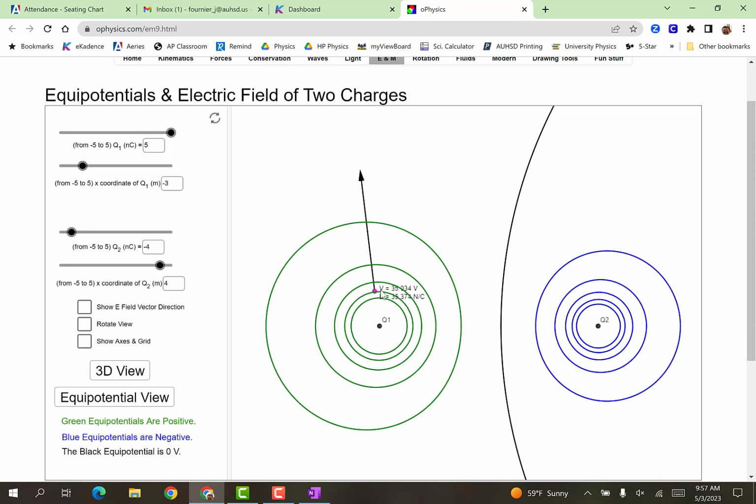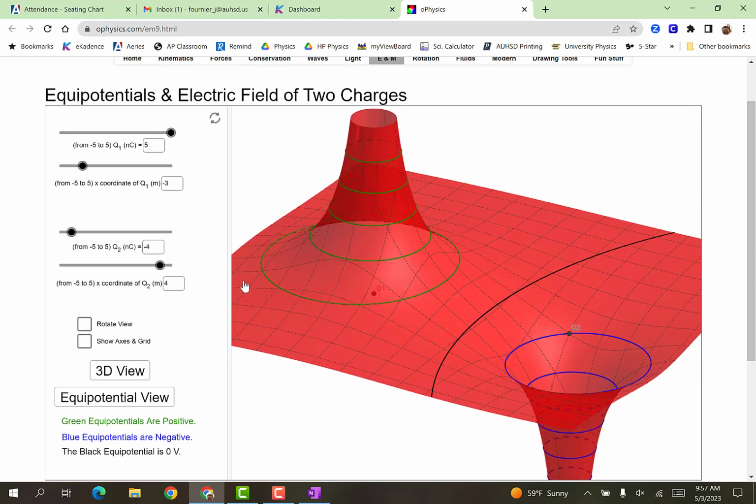Well, anyway, you can see it's steeper here, right? It's a bigger change, and then it's more shallow here. But basically, this is like a hill. This is a positive charge, and this is like a hole. This is a negative charge. So when I look at a 3D view of this, I get, oh, yeah, that makes much more sense now, right? So here's where the positive charge is. You get high potential happening here, and here's where a negative charge is, and you get low potential.